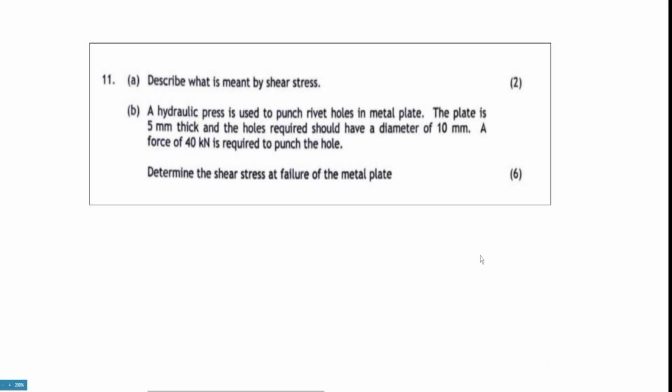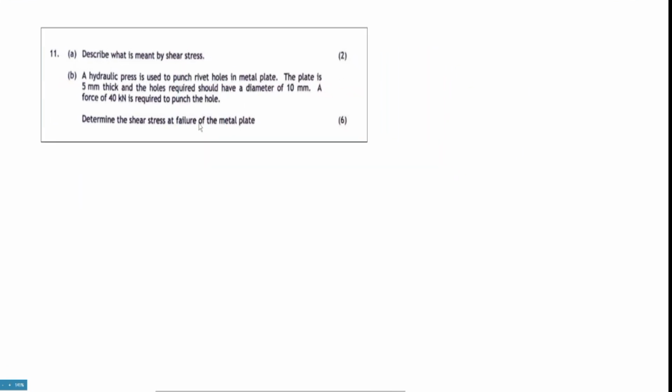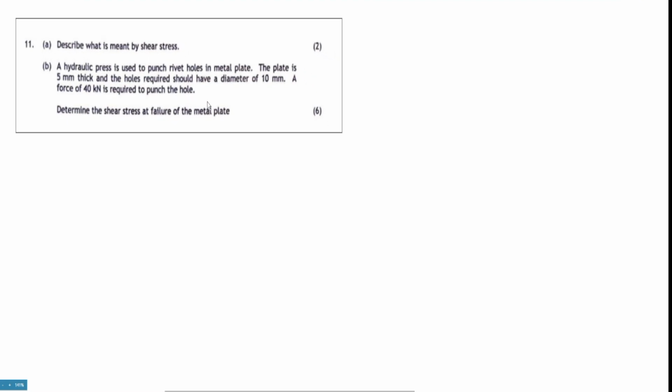Okay, number 11. Describe what is meant by shear stress. Shear stress is the breaking stress of an object or material. It's exactly what you use for cutting when you use a pair of scissors. You shear the paper in half. And I guess we could say it's measured in newtons. It's a pressure, right? Stress, which is what we're going to use in a second for the rest of it, is force over area. And so it'll be in newtons per meter squared.